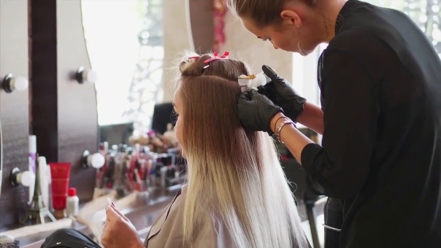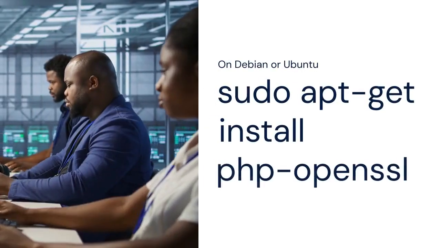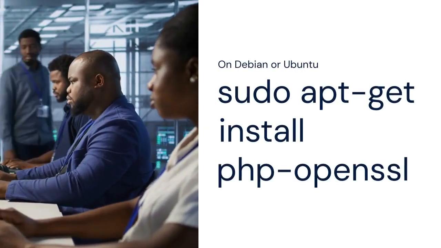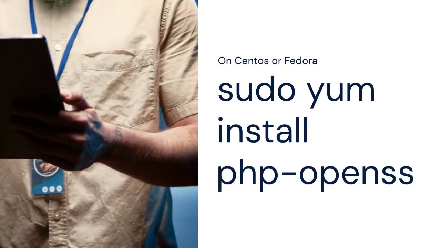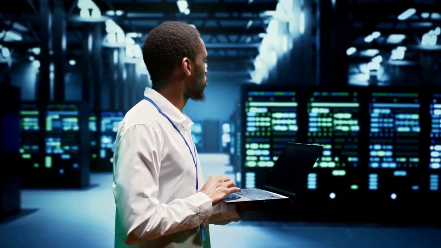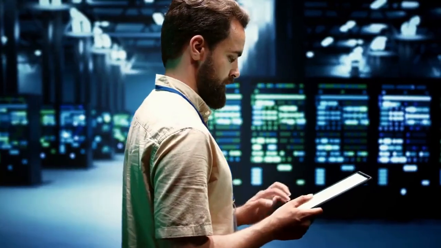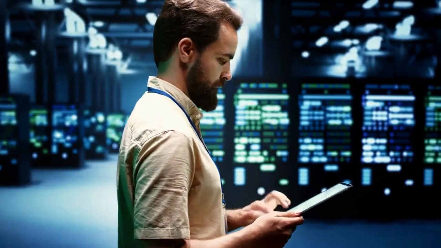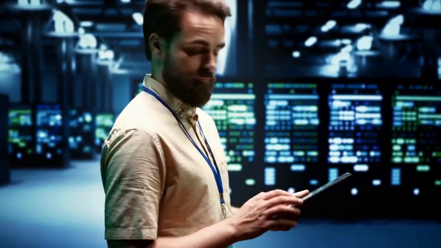If the extension is missing entirely, you need to install it. On Debian or Ubuntu, use sudo apt-get install php-openssl. On CentOS or Fedora, use sudo yum install php-openssl. After installation, restart your web server again. Make sure the extension is also enabled in your CLI php.ini file if you use PHP from the command line.